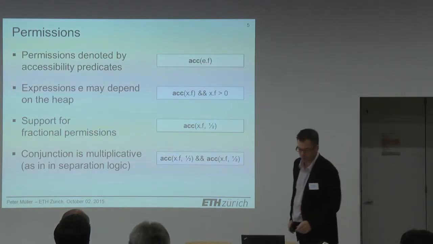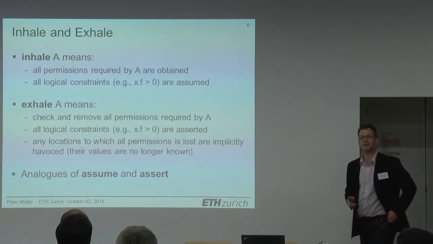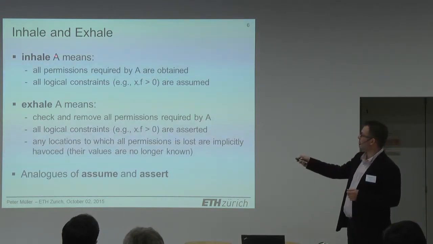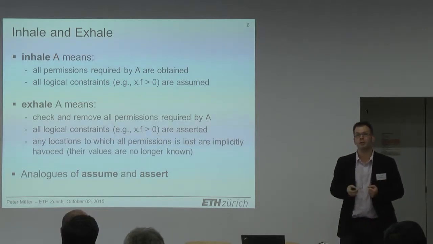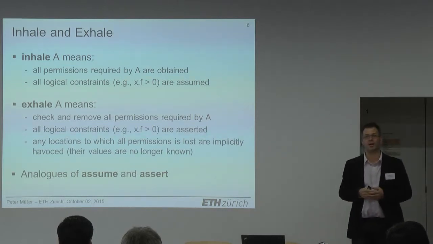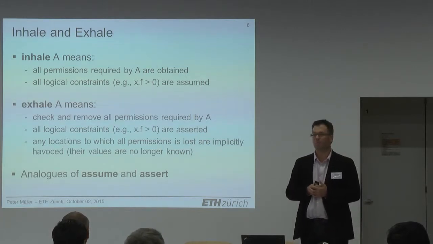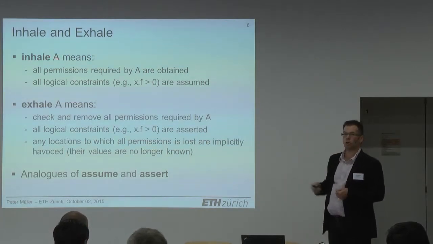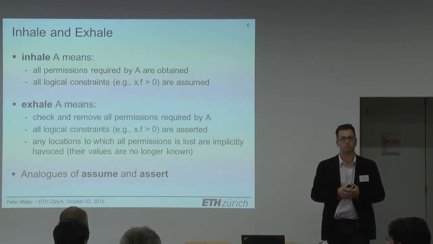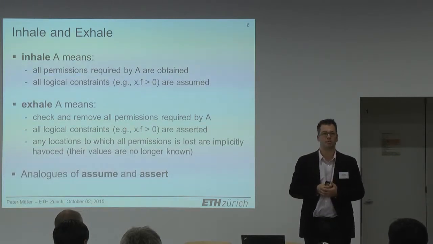And now the two key operations that we use in our verification engine are called inhale and exhale, and they operate on assertions. Inhaling an assertion A means look at all the permissions that are mentioned in this assertion, based on the assertions that I showed you on the previous slide, and add them to the current state. So you obtain additional permissions. Moreover, take all the pure logical bits like x.f greater than 0 from the assertion and assume that they hold. So you can think of this as a permission-aware form of assuming a property.